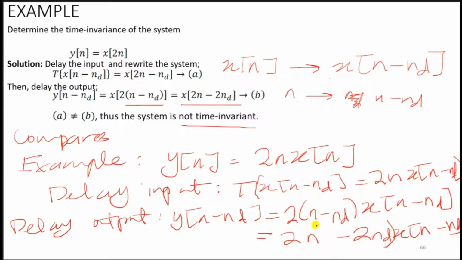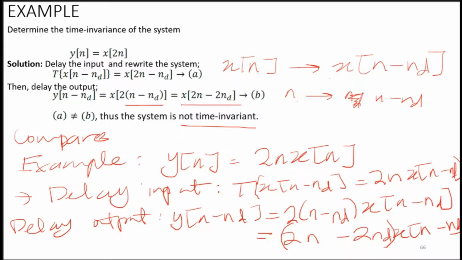So when you compare the two, the equation from the delay of input and the equation of delay of output, you have something that is not similar. So this system is not time invariant, or rather we call it time variant. So it changes due to the variable n.